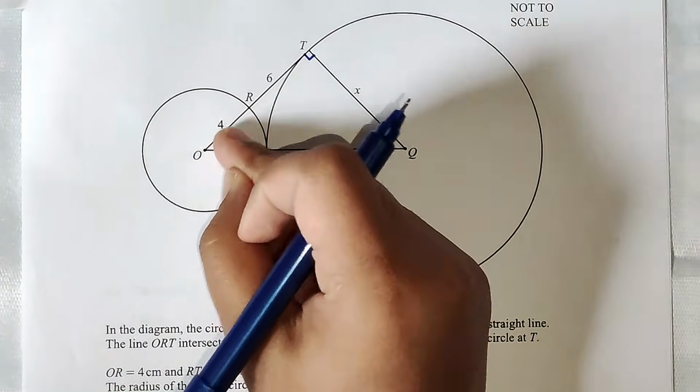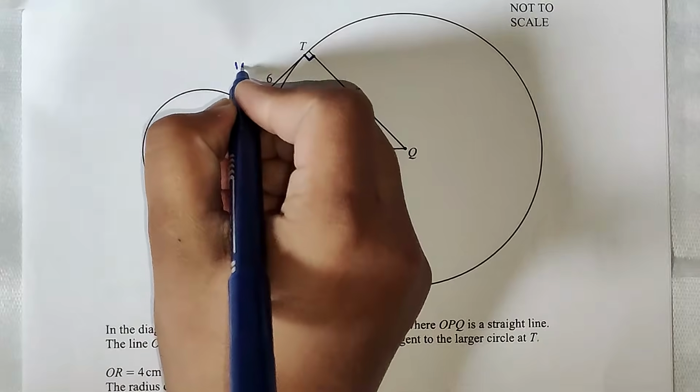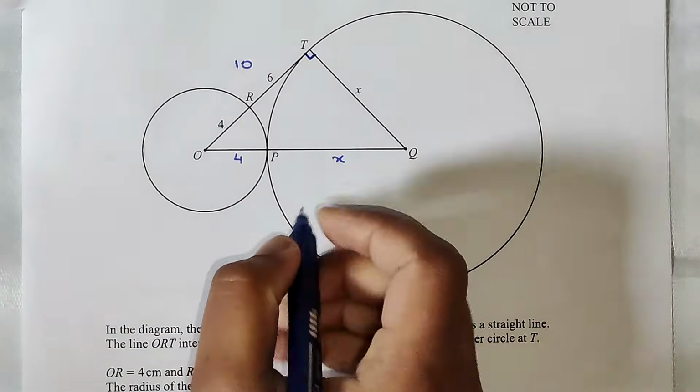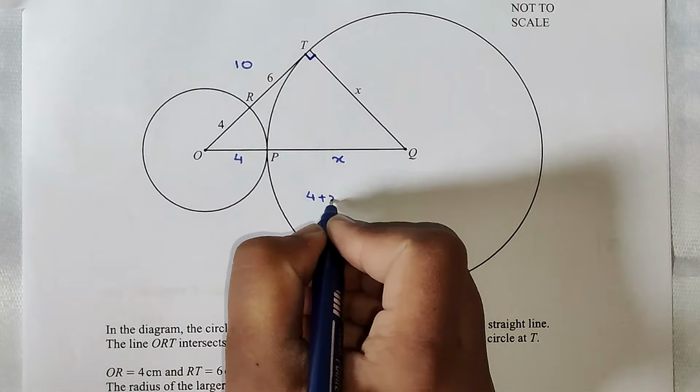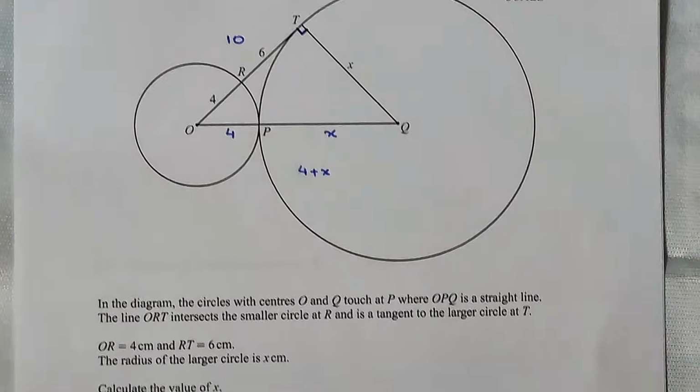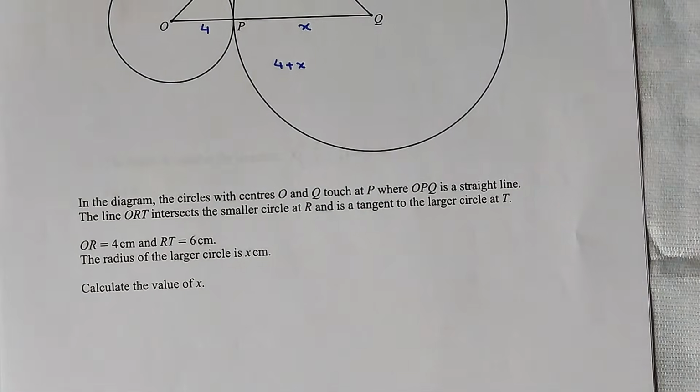O to T is 4 plus 6, which would be 10. T to Q is x, and O to Q would be 4 plus x. We added both of them. So if it is a right angle triangle, we can easily use the Pythagoras theorem and find out the value of x. So let me draw it separately.